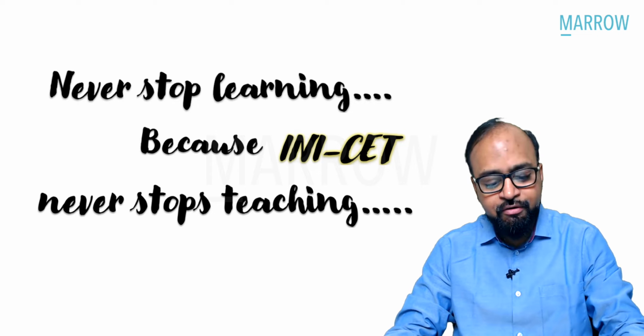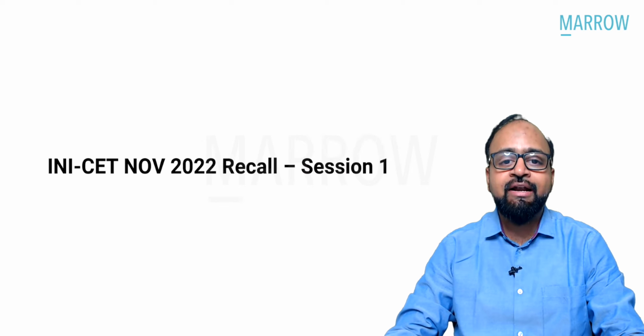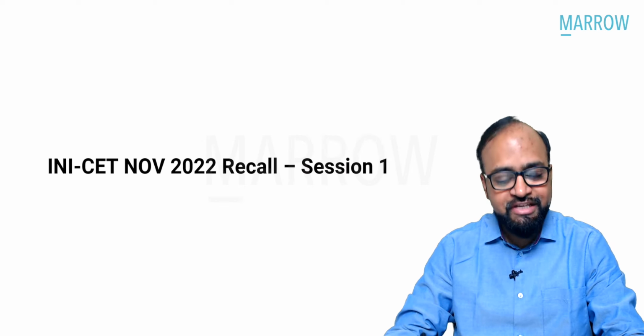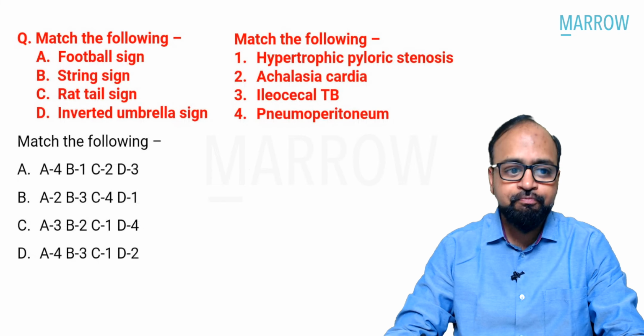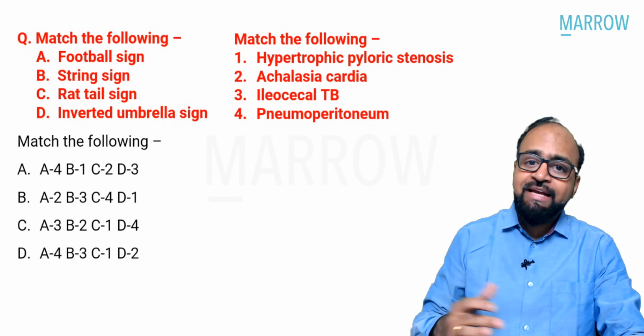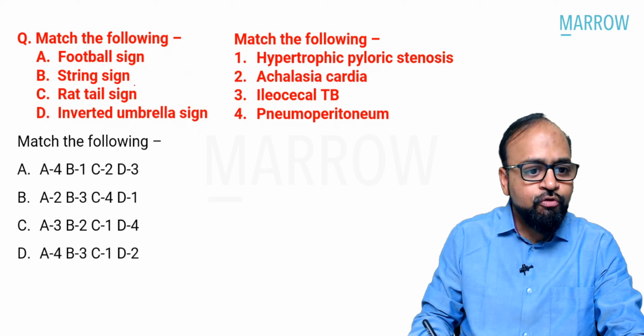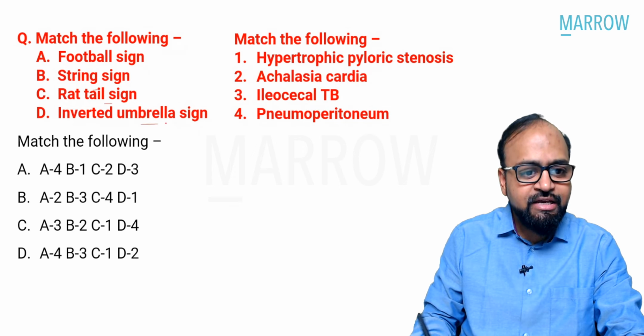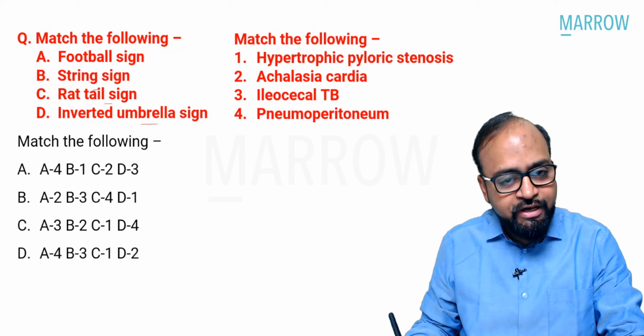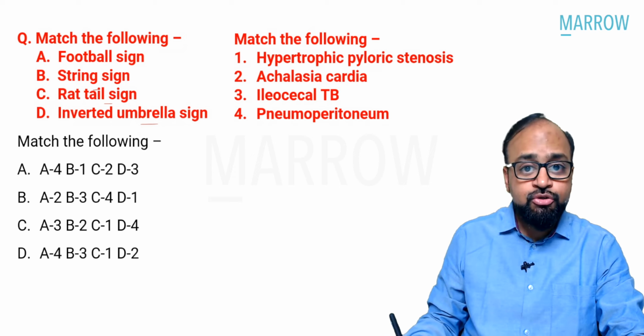So let us begin with the first question, right? And now we are going to first deal with the first session, questions which were asked. So look at this, a very typical match the following kind of a question. There were various named signs which were described: football sign, string sign, rat tail sign, inverted umbrella sign, and a list of diagnoses. You're supposed to match them up. Let us look at some important signs.